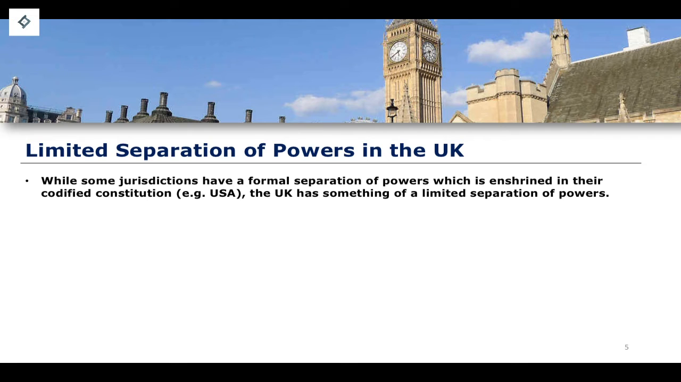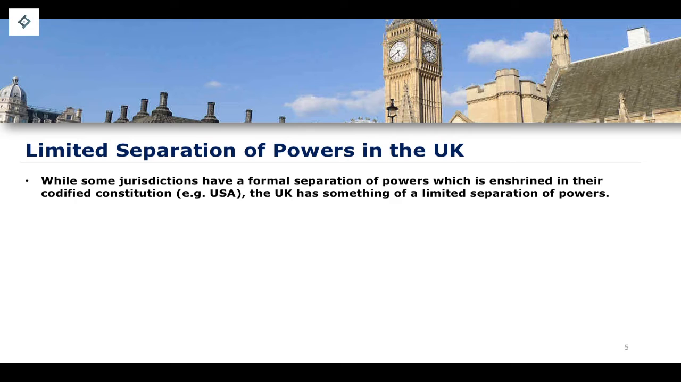This contrasts with the formal separation of powers, which can be enshrined in various different codified constitutions. One notable example of this is, of course, the United States. The United States has a codified constitution which clearly sets out the powers of each of the branches of government, and as well as this, sets out the authority and power that one branch of government has over the other branches of government.